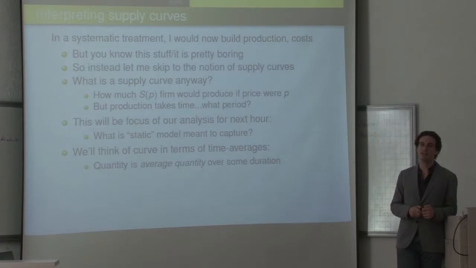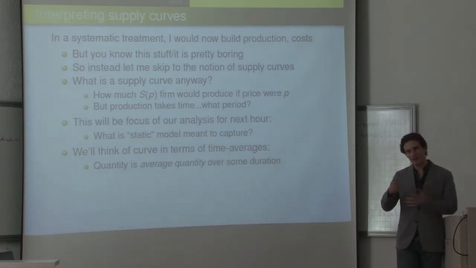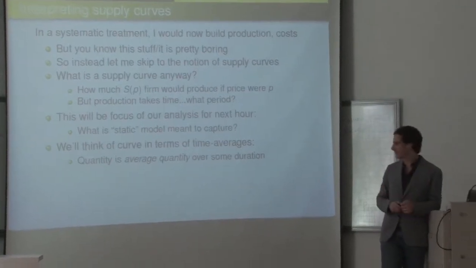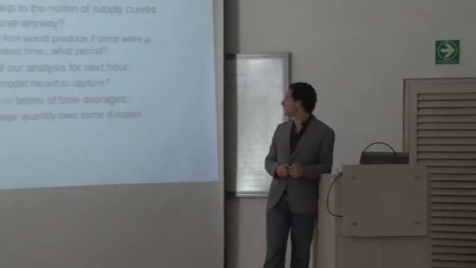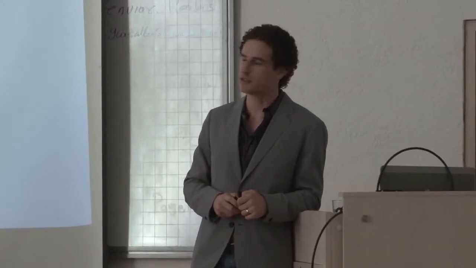Because even if it is an equilibrium, over what time period is it an equilibrium? What does that actually mean? I don't know. So I'm going to say that the quantity is the average quantity produced over some duration per some unit time.